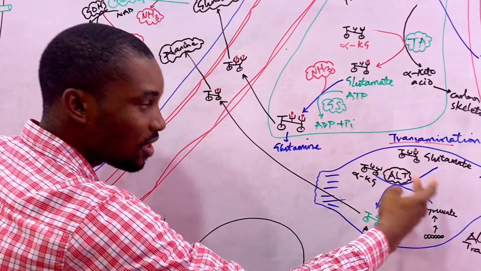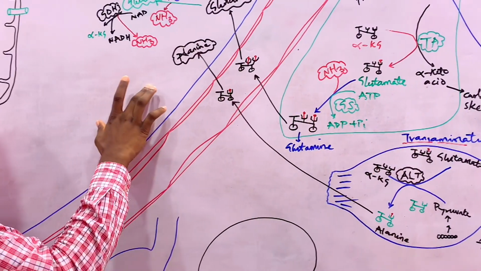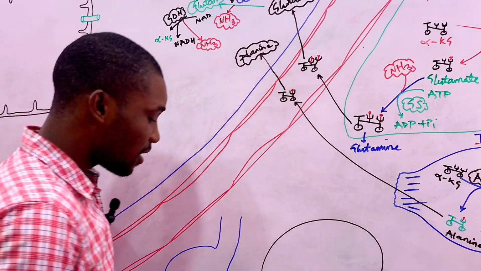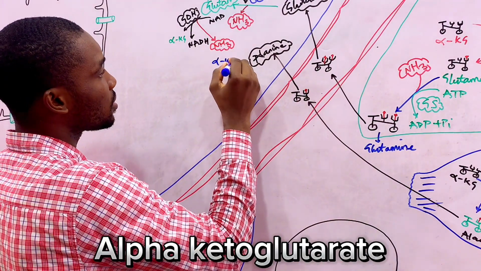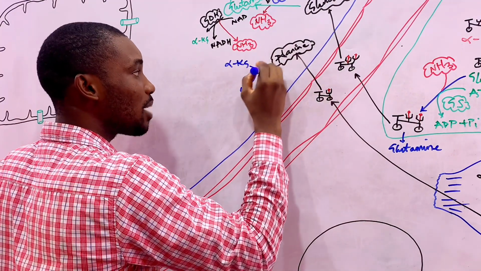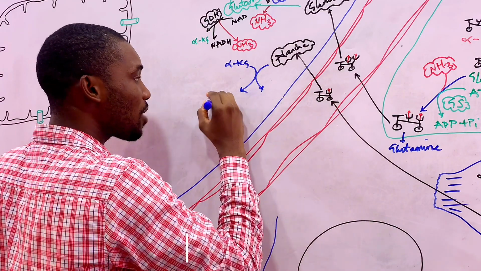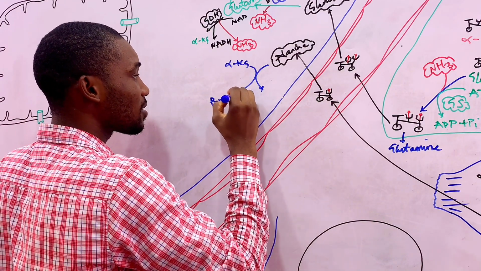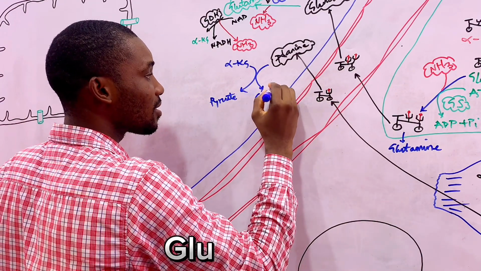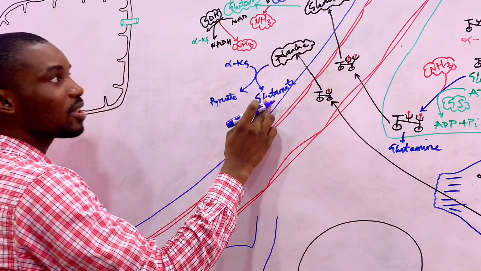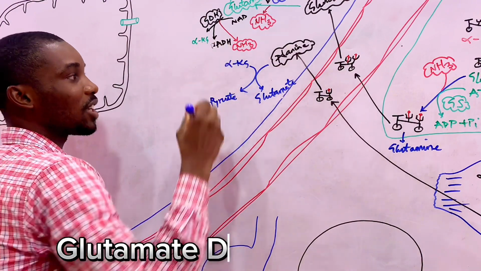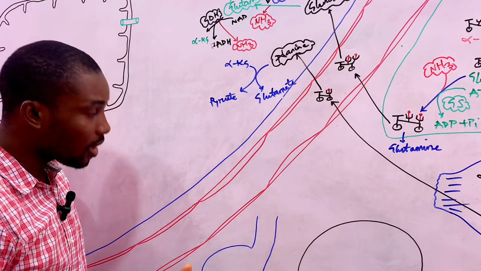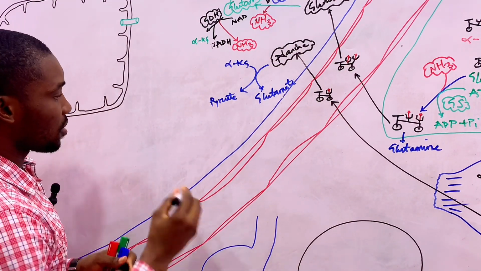So the reverse of this reaction occurs in the liver, where we have our alanine combining with alpha ketoglutarate in a transamination reaction to form pyruvate and glutamate. And then this glutamate can still be broken down by glutamate dehydrogenase. Now, let me illustrate it over here.